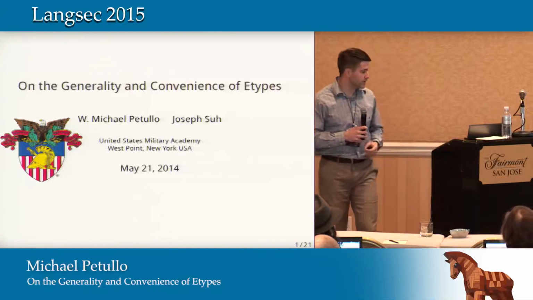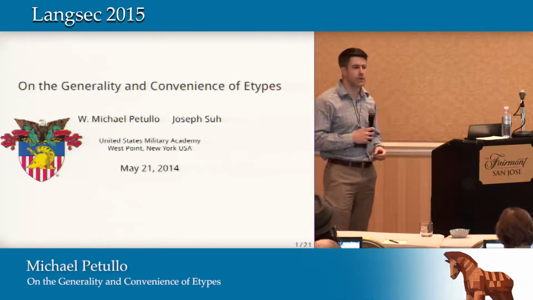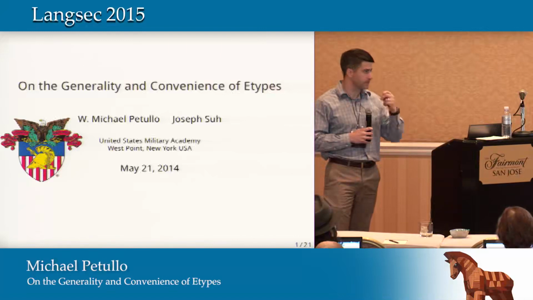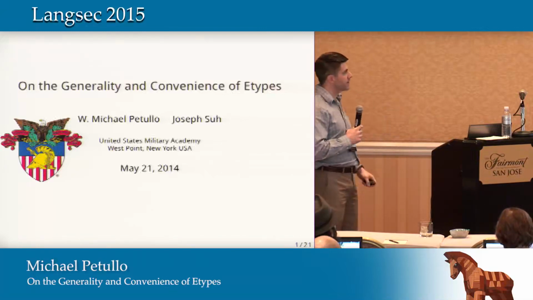So, as the introduction said, this is follow-on work to what was presented last year. So I'm going to kind of glaze through the introduction, and you can refer to that paper if you're interested. It's on the generality of convenience of E-types.